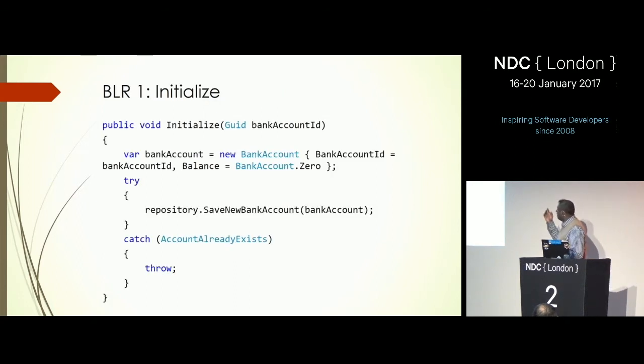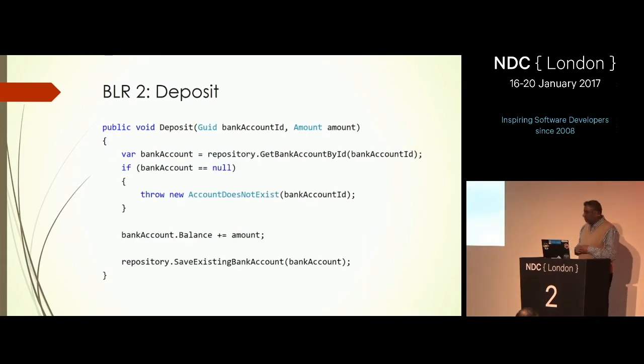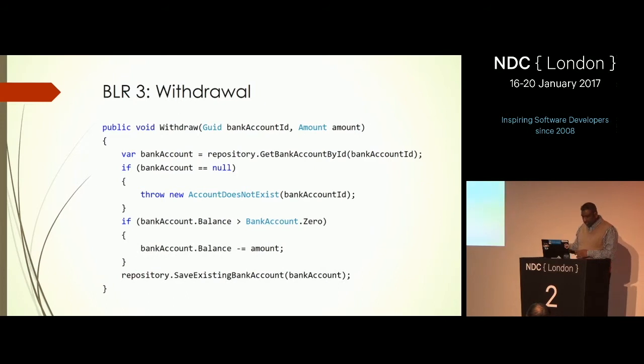So I have a bank account service. This is what my first rule looks like. When I initialize my bank account, it has a balance of 0, and I've got to save it somewhere. So in a standard SOA kind of thing, this sounds reasonable. Anyone have very fundamental problems with this? No? Cool. Deposit? Reasonable? Shout out if anything is unreasonable, right?